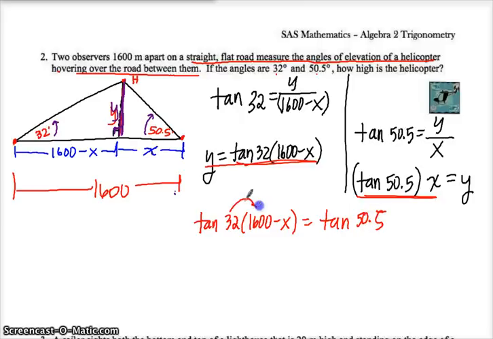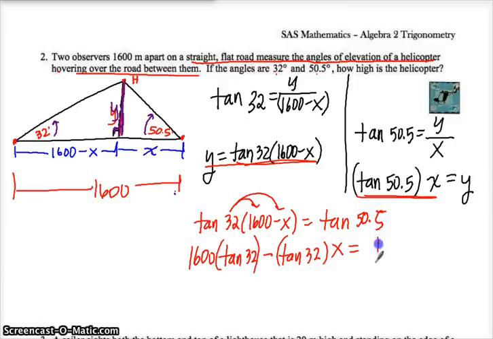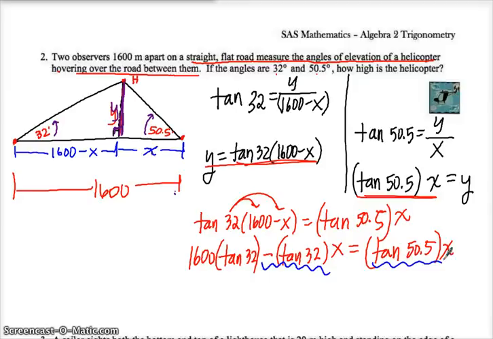So I have to distribute this through here, so that's 1,600 times tan of 32 minus tan of 32x, and that equals tan of 50.5 times x. Sorry, I forgot my x here. So obviously I have to combine my like terms, so I have to combine these x's with each other. So I'm going to add tan of 32 times x.